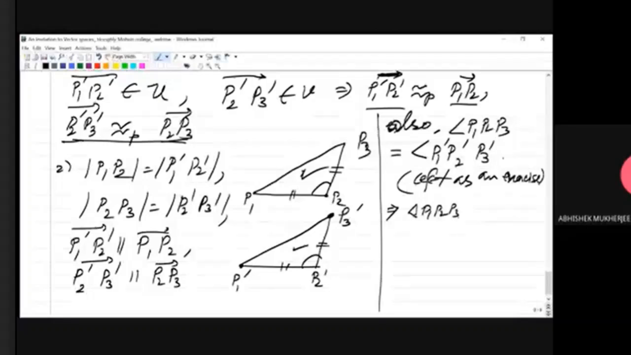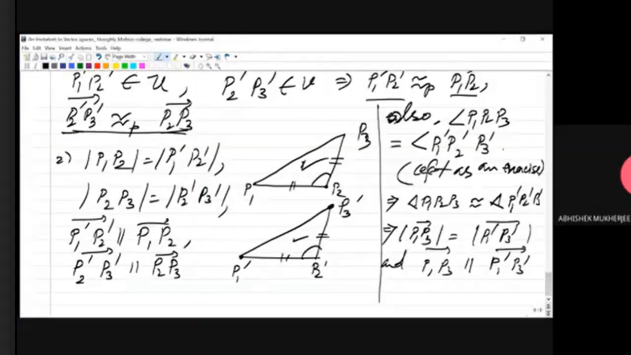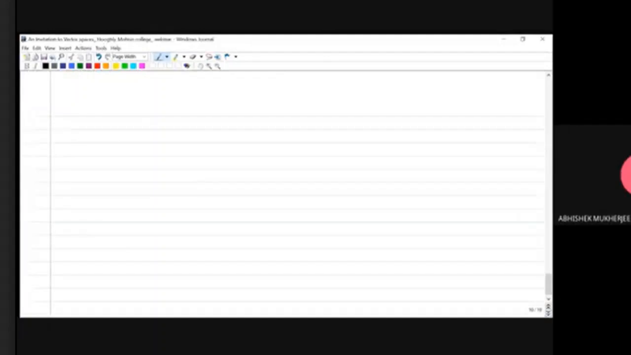So triangle P1, P2, P3 is congruent to this triangle, right? Using this congruence, you can deduce that the magnitude of P1, P3 is equal to the magnitude of P1 dashed, P3 dashed, and certainly P1, P3 is parallel to P1 dashed, P3 dashed, and they have the same direction. I don't need to specify this, right?